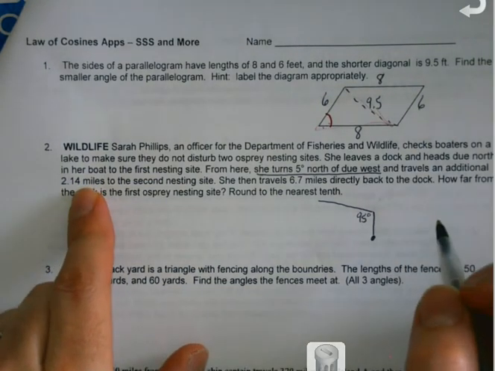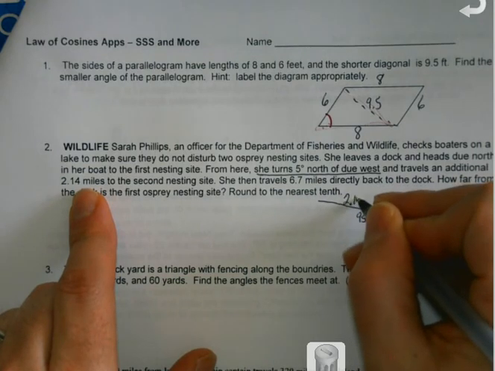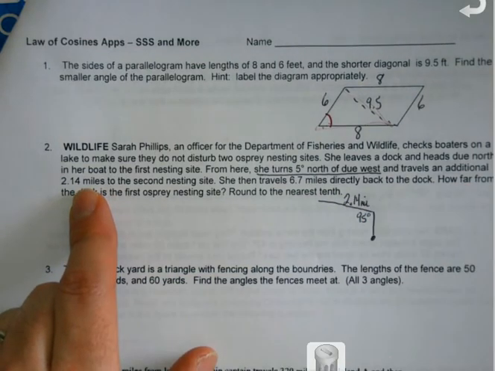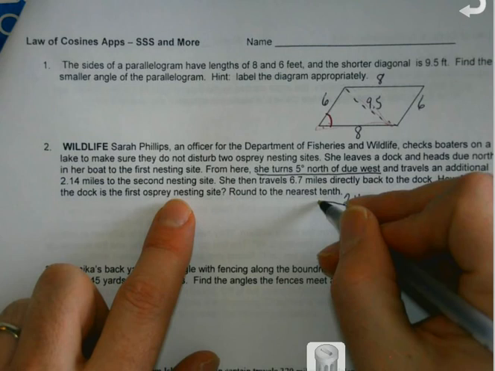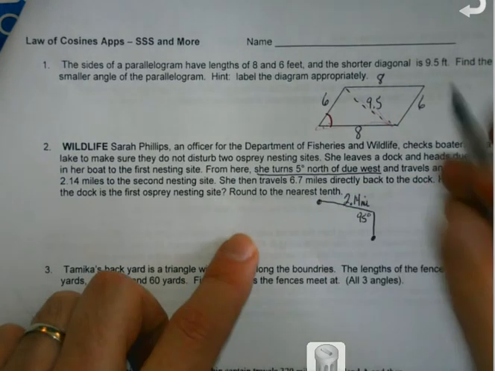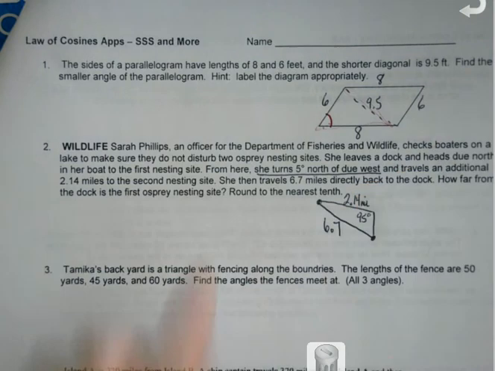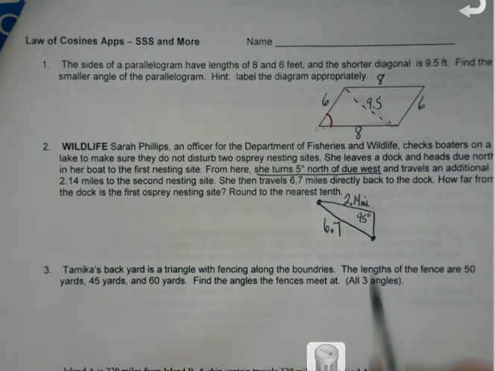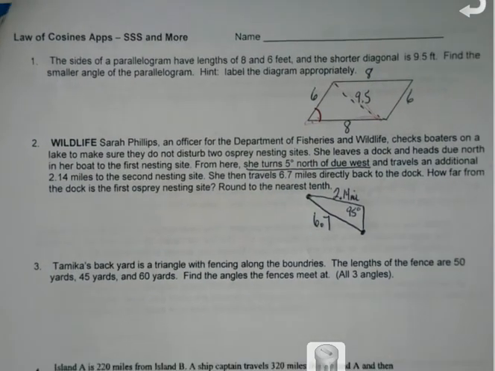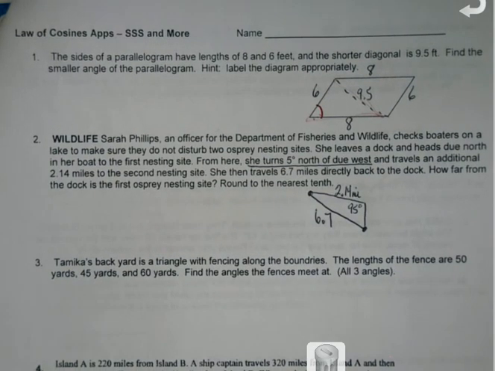She travels an additional 2.14 miles to the second nesting site. She then travels 6.7 miles directly back to the dock. How far from the dock is the osprey nest? So I wanted to get you a picture on that, especially that 5 degrees north of due west. I even had to look at that for a minute. I'm like, wait a minute. Pictured it out and worked it. But I've got enough info there to be able to get what I need.